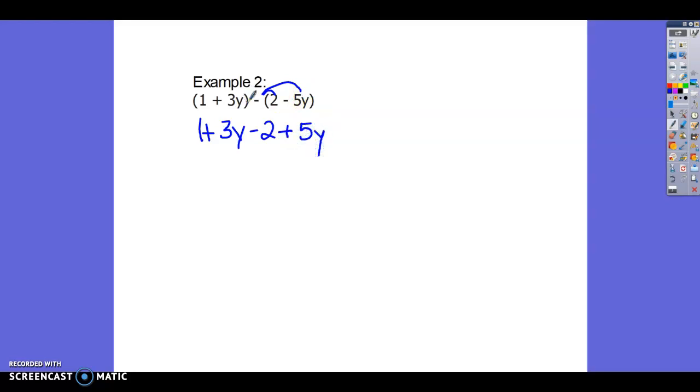So if you're not careful, if you miss that sign, then you will have the wrong sign and combine it incorrectly. All right, so again, we are going to combine like terms. I have positive 3y plus 5y. So that is going to give me 8y. And then I have 1 plus negative 2. 1 plus negative 2 is negative 1. So simplified, 8y minus 1 is equivalent to the example we started with. All we did was simplify.